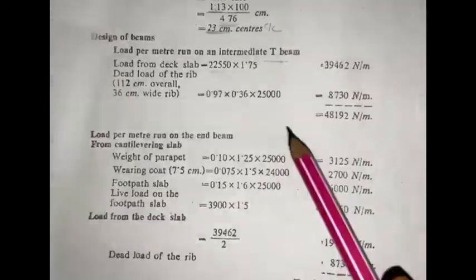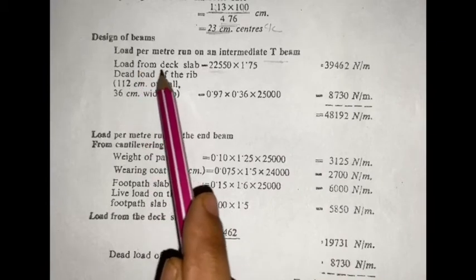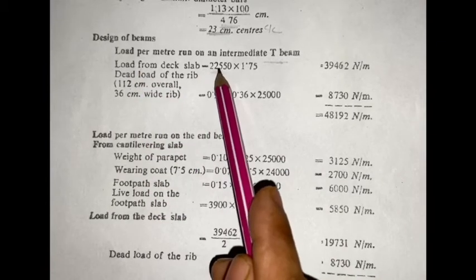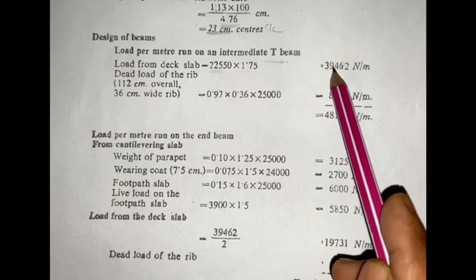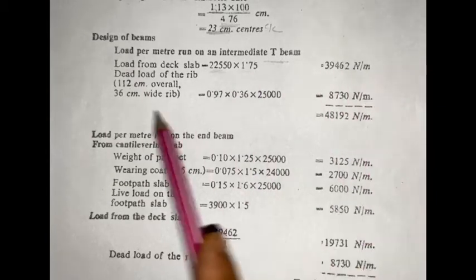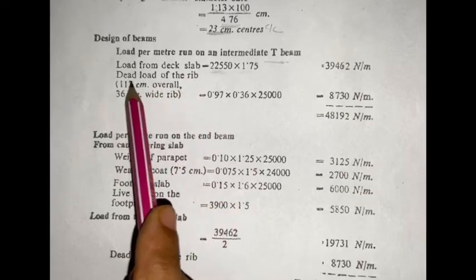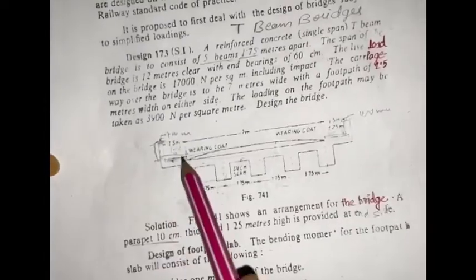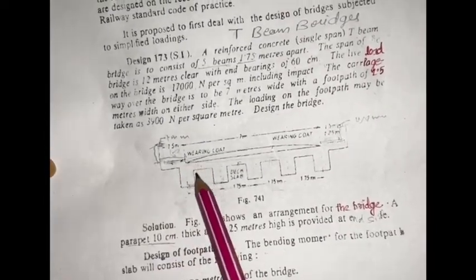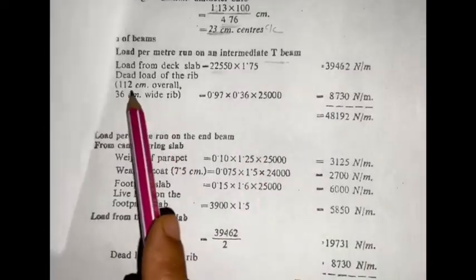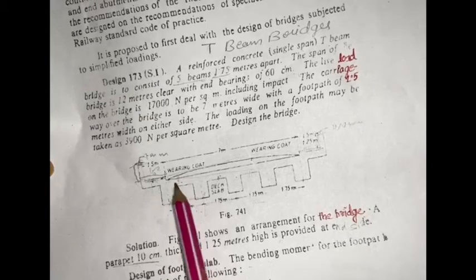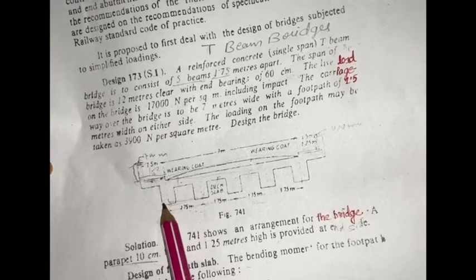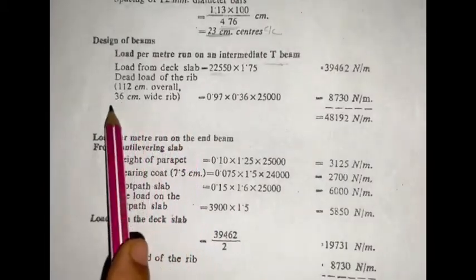So for this length we have load from deck slab. This we have found out earlier, and this is the length. We will get 39462 Newton per meter. So dead load on the rib, we will get dead load on this rib. Okay, so we have rib length, this length is 112 centimeter, and this length we have 36 centimeter.